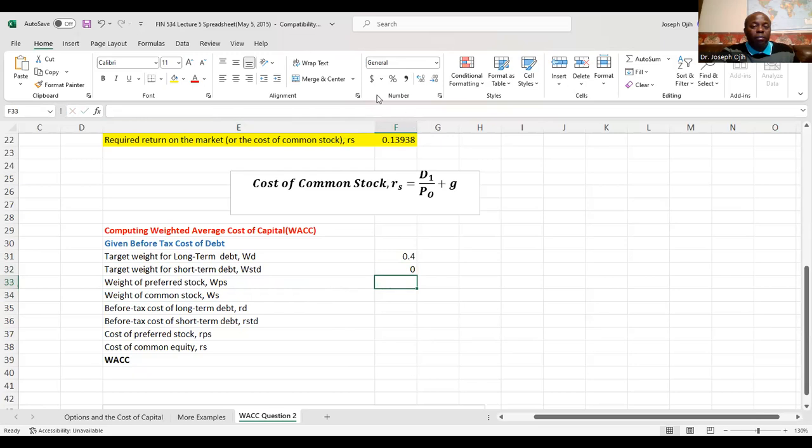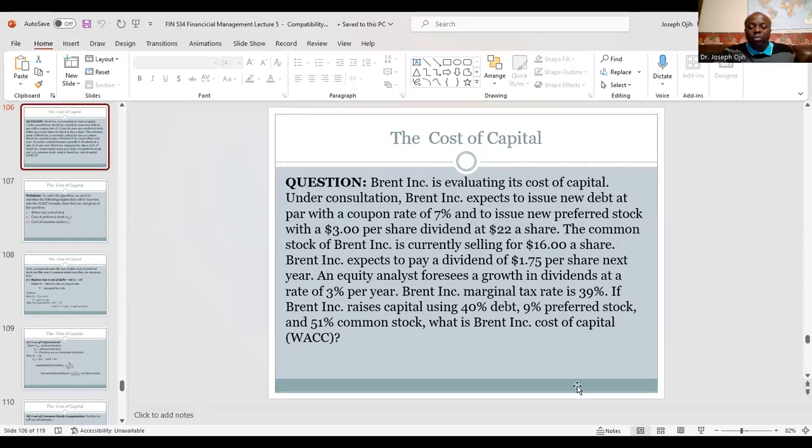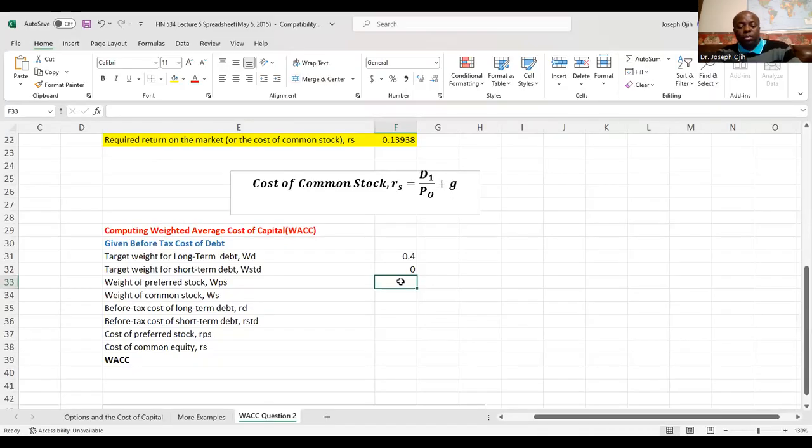We can get it from what they told us about the capital structure of the company. 9% preferred stock, which would be 0.09.